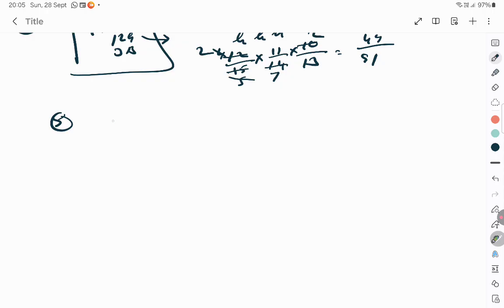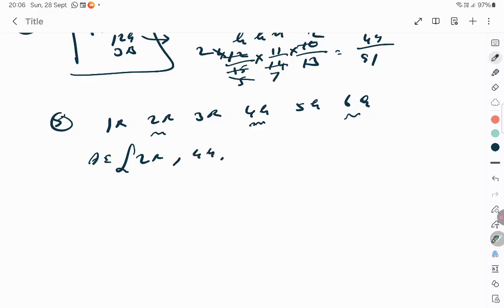So fifth question. A die is marked 1 red, 2 red and 3 red, 4 green, 5 green and 6 green. Okay, let A be the event the number is even. So even numbers are these, so you have to write this: 2 red, 4 green and 6 green. When I taught in class, I never wrote like this. I made a mistake.